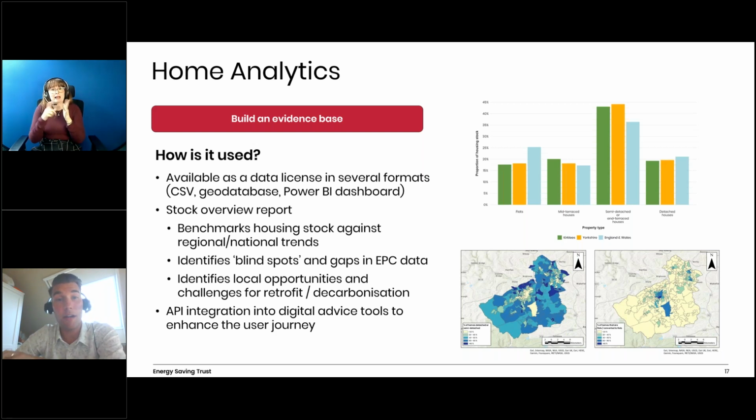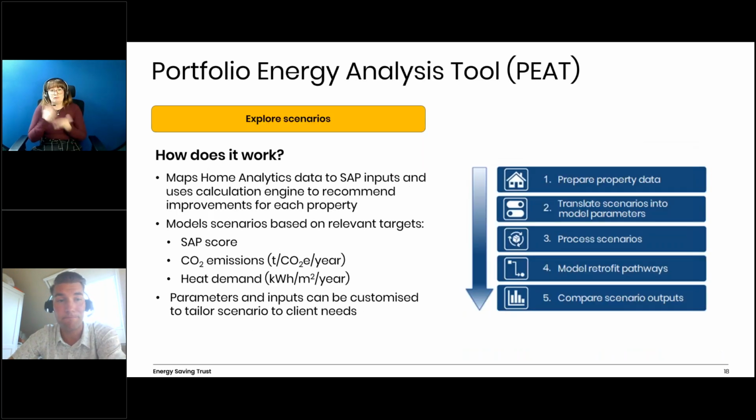We can also provide a stock overview report that benchmarks your stock against regional and national trends, again, pulls out these unique local opportunities and challenges for retrofit and decarbonization, and maps out hotspots of key attributes within the stock. The data is also available as an API, which can be integrated into digital advice tools to enhance the user journey. So a number of different use cases depending on what your needs are.